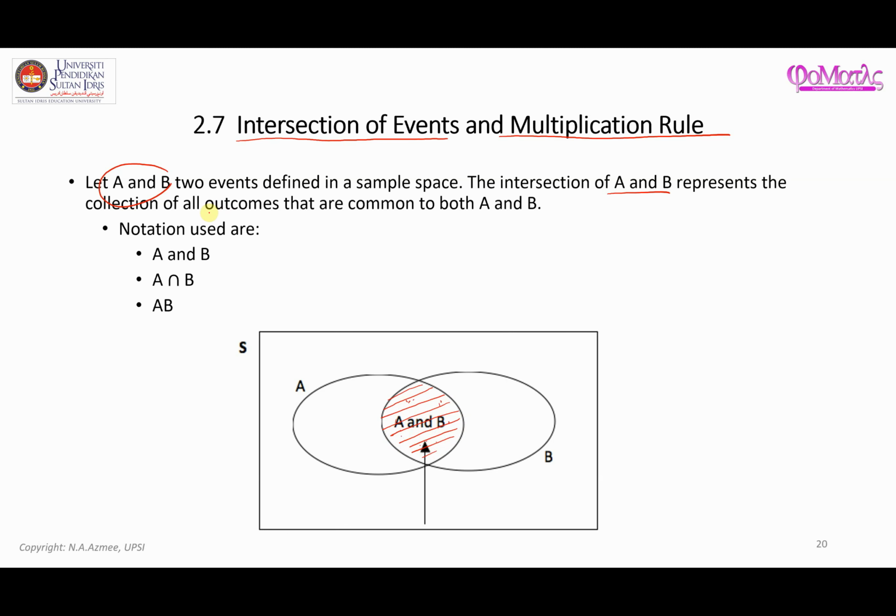They have the outcomes that are common to both A and B, or in other words, sharing the same elements. Now the notation used for intersection of events is A and B. Sometimes you have this symbol here, which represents the intersection of A and B, and sometimes it is just commonly written as AB, so we know that this is A and B happening together.